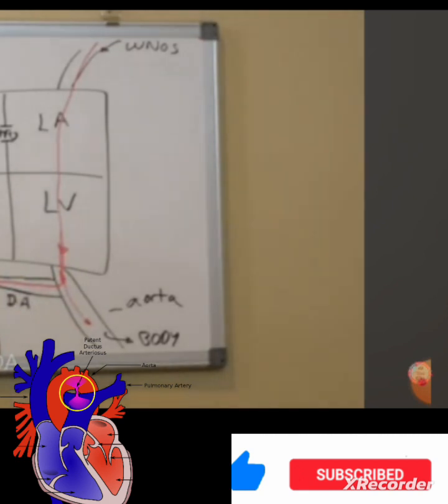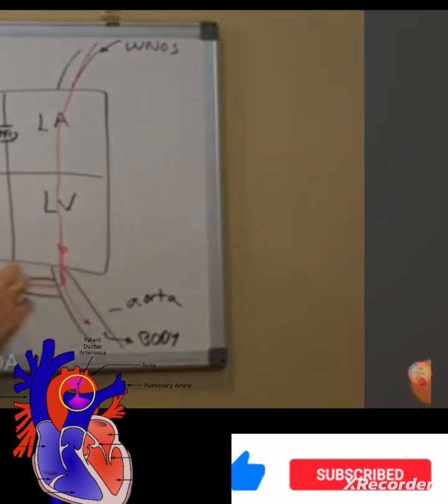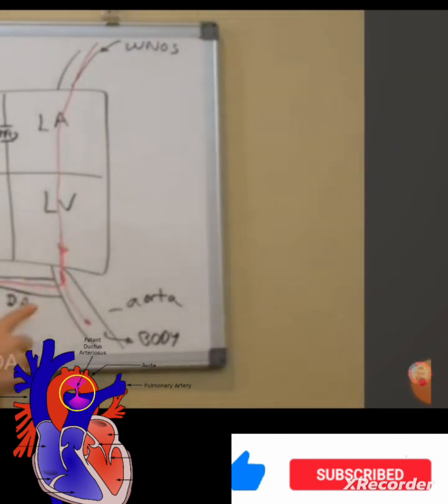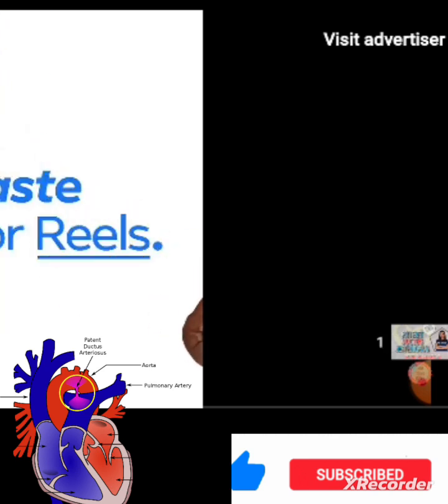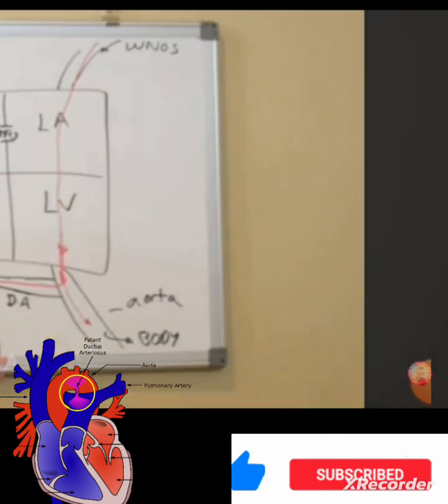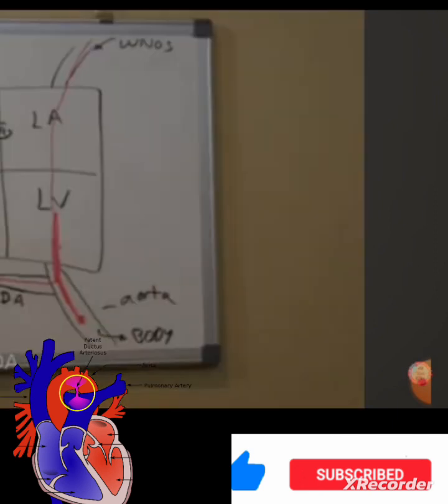So why do we call it a PDA? Because that ductus is patent. As you know, patent means still open. So patent ductus arteriosus results in left to right shunting when the pressures in the lungs have fallen.